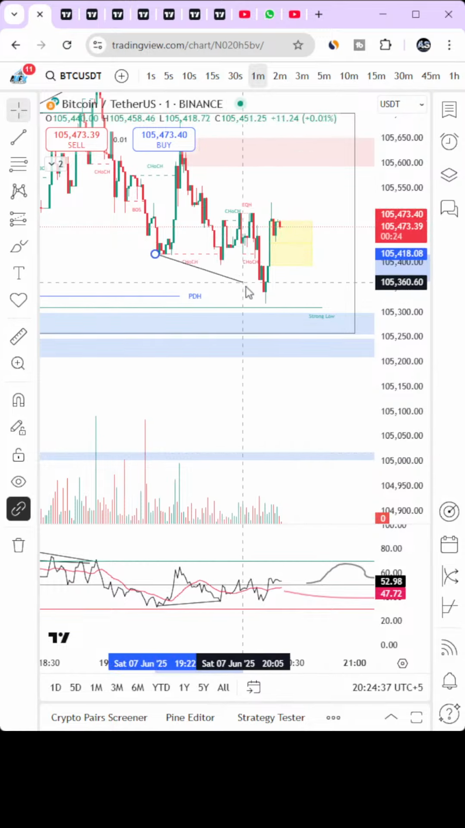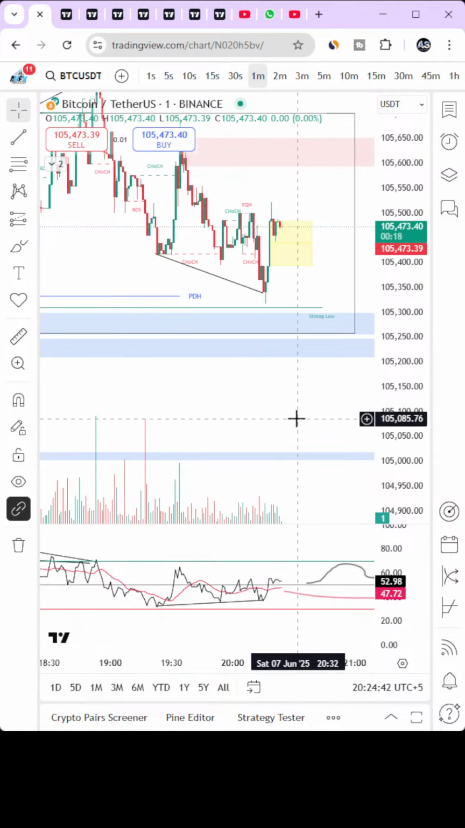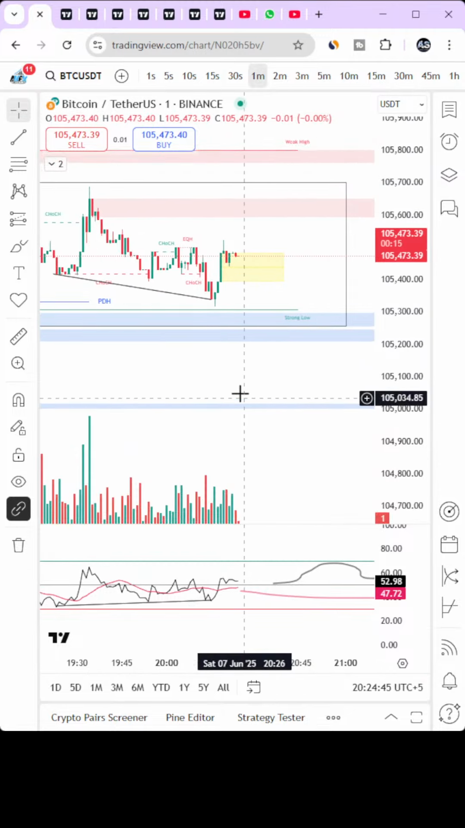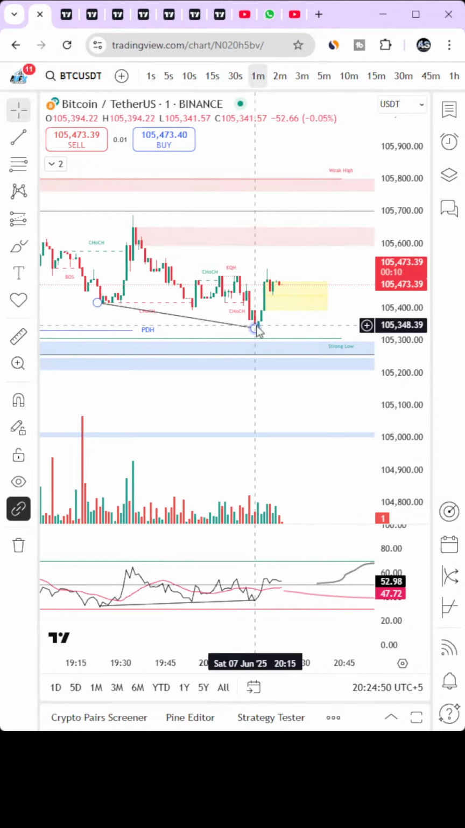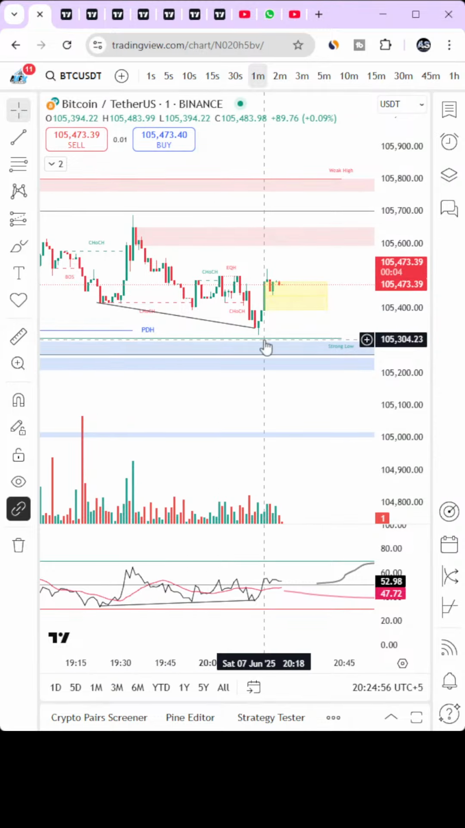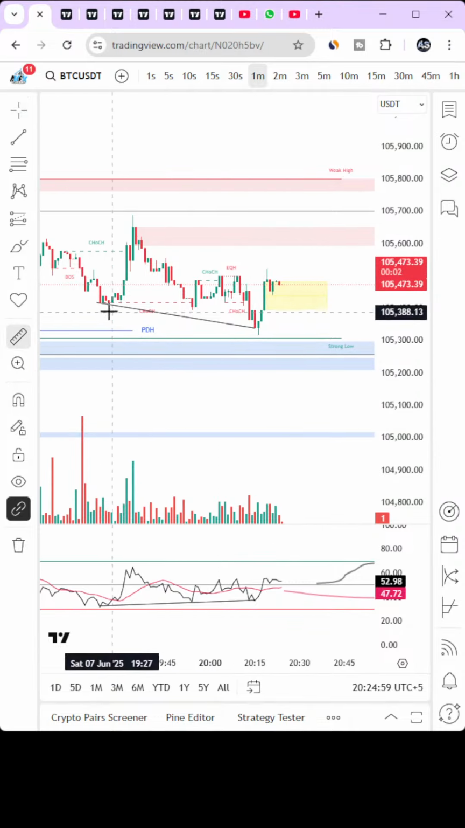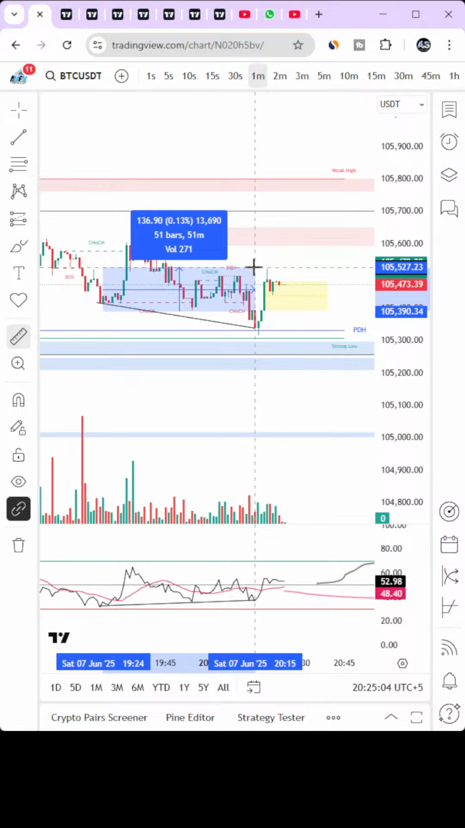Look at the RSI window. RSI is making a bullish divergence. Now let's count the candles. How many candles are there in it? I think more than 50 candles. Let's see. Oh, it is 51 candles which have created this bullish divergence. These are 51 candles.